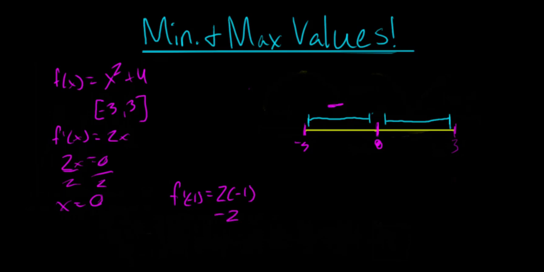So any number that we plug in here, we're going to get a negative result for, meaning that our function is decreasing right there. So our function is probably going to be like this. It's decreasing, and then we're hitting a critical point.